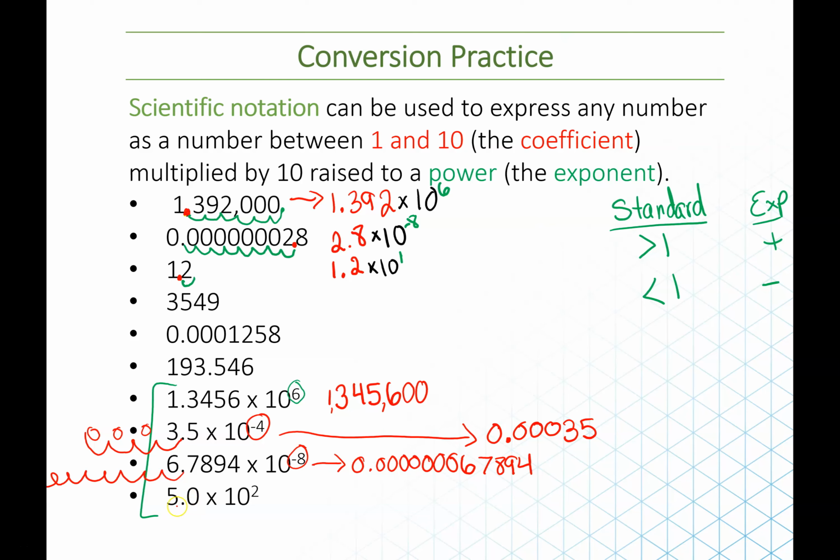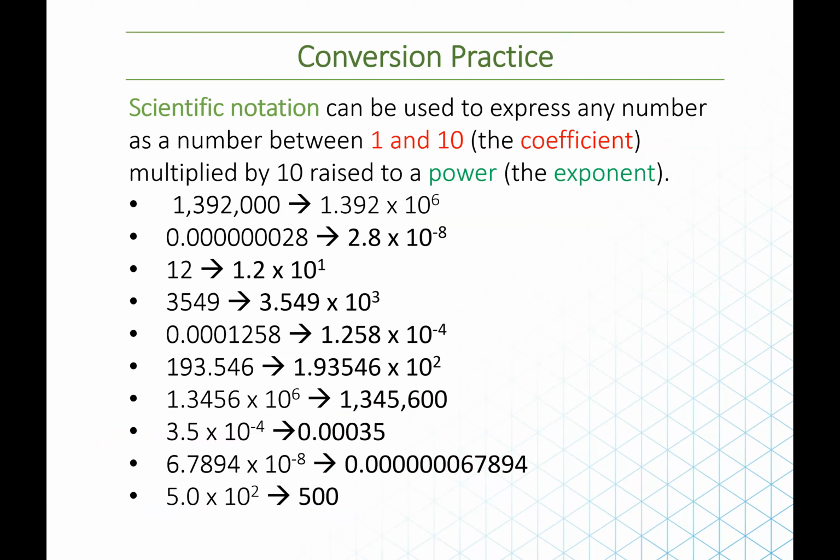And then our last number, 5.0 times 10 to the 2nd. We have a positive exponent, so we're going to make our number bigger. We're going to move it 2 places this direction. This is actually 500 in standard notation. Okay, so here are the answers to the previous slide. If you have questions, we can go over your questions in class.